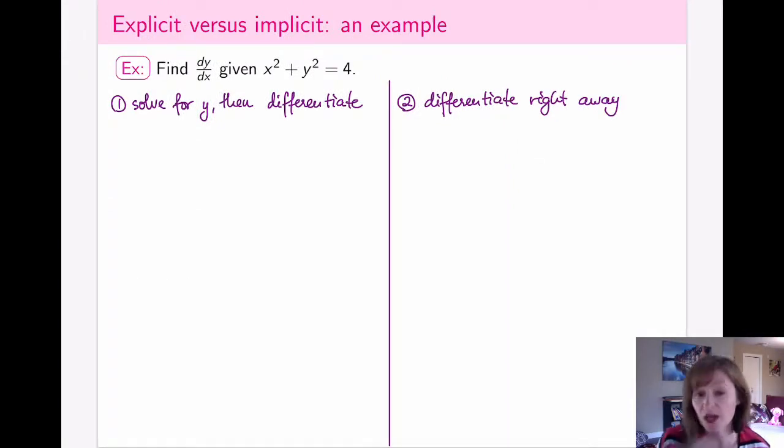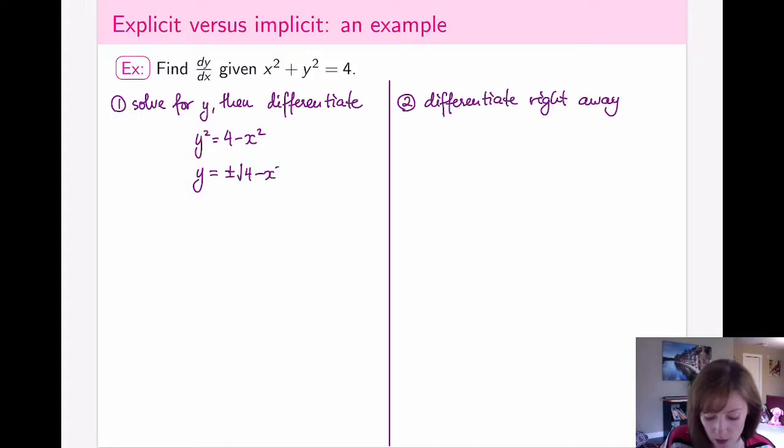In the first method, I have to solve for y and then differentiate. Fantastic. So let me start with isolating y. So y squared is 4 minus x squared. And now I need to take square roots of both sides, which will of course result in the plus minus. So y is equal to plus or minus square root of 4 minus x squared.